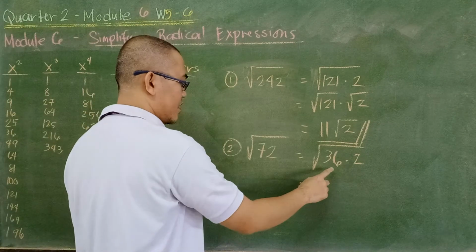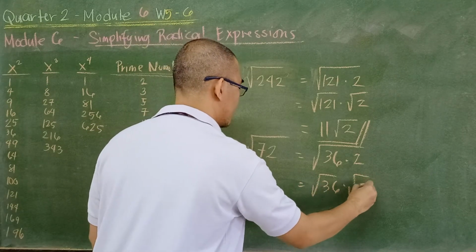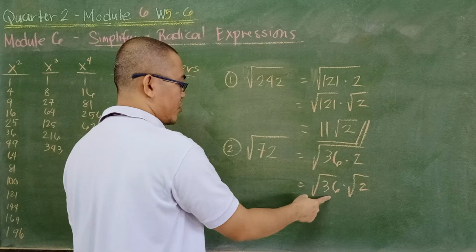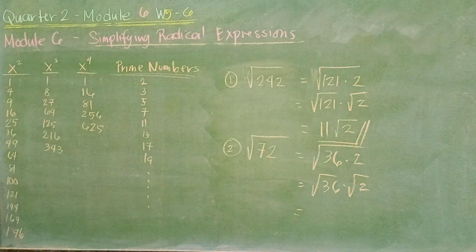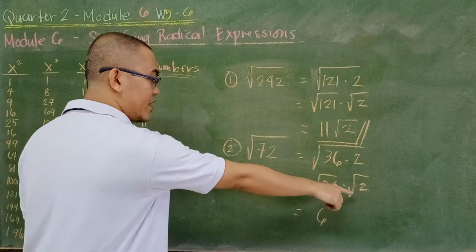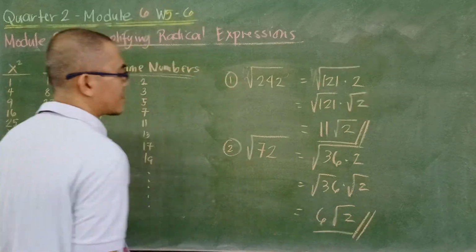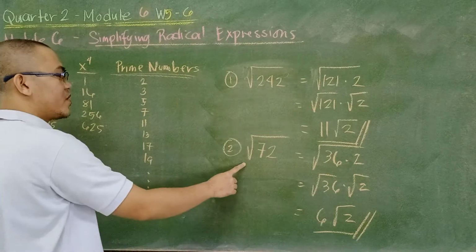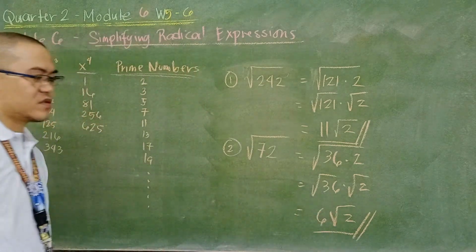So, again, pag hiwalay mo yung 36 at saka yung 2, you have 36 times 2, square root of 36 times square root of 2. And then yung square root of 36, since perfect square yan, nakukuha mo yung exact answer. Ano yung square root ng 36? Square root of 36 is 6. And then yung prime number na to, you just copy. Ganyan. So yung simplified form ng square root of 72 is 6 square root of 2.